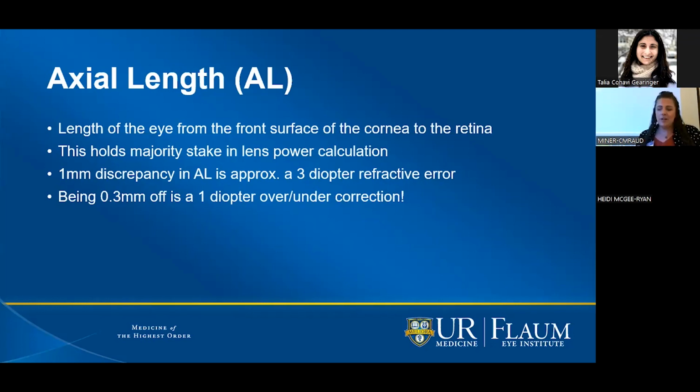With these optical biometers, it's very difficult to be off by a millimeter. But if you break that down further, being 0.3 millimeters off is still a diopter of over or under correction. So the difference between a 25.3 and a 25.6 is going to be a full diopter. If you're implanting multifocal or extended depth of focus lenses in patients who are paying $5,000 or $6,000 for their surgery, and they're a +1 post-op, they're not going to be very happy, because that's not only going to affect their distance, but their reading vision as well.